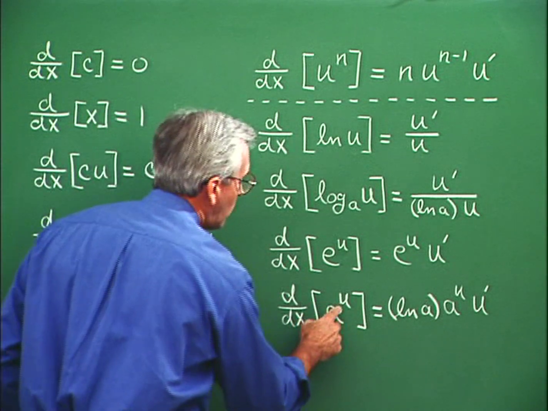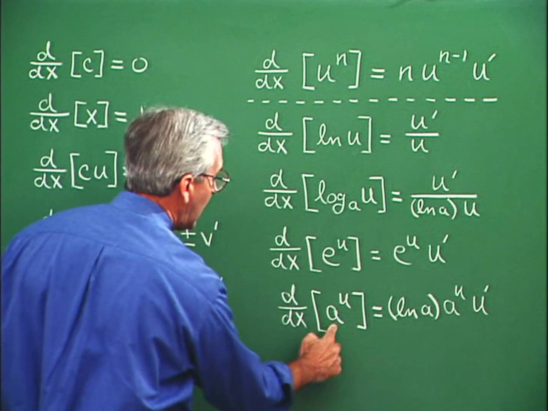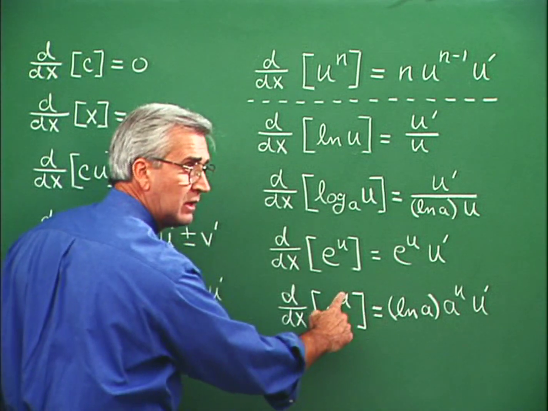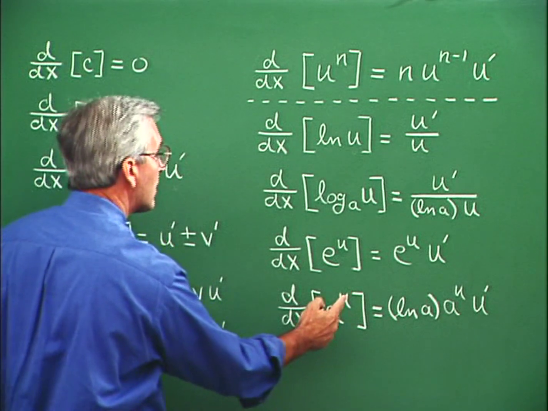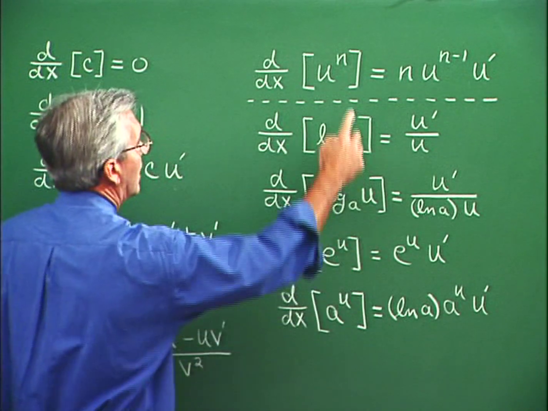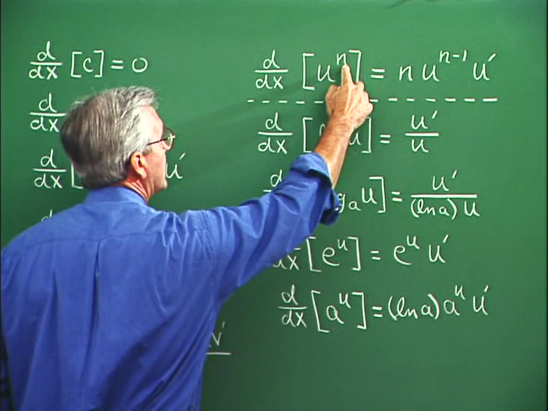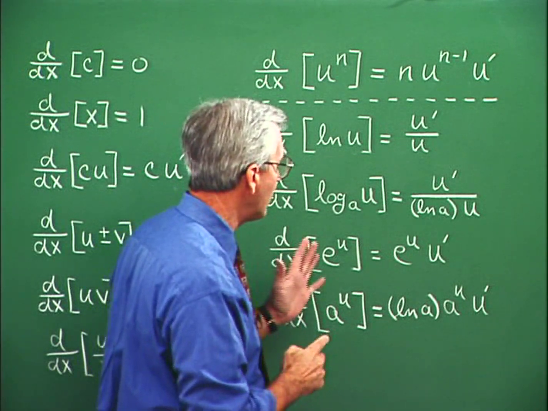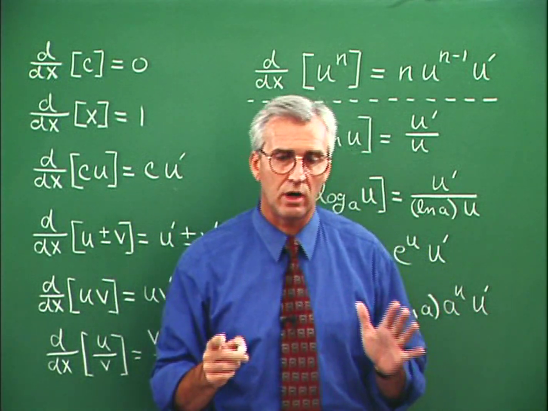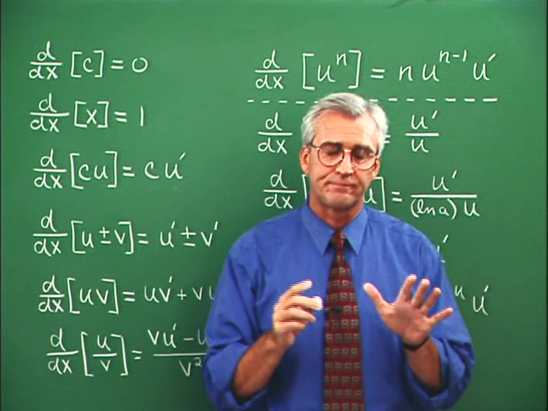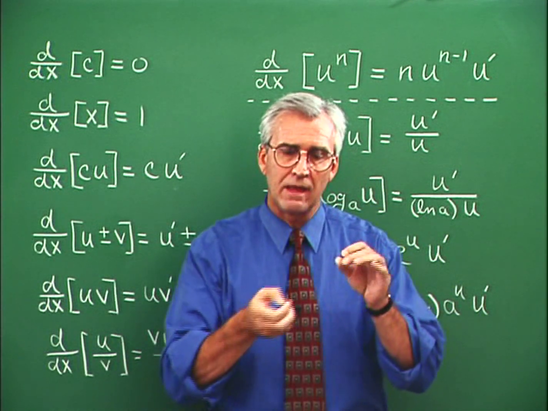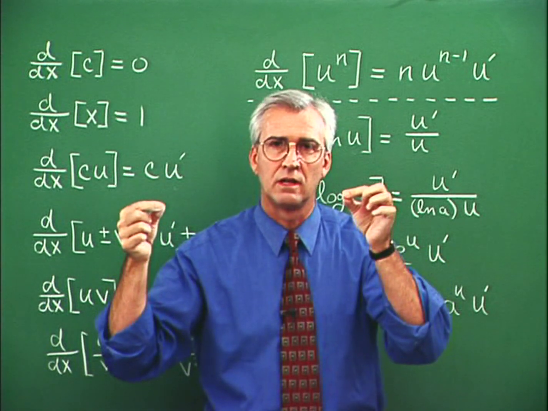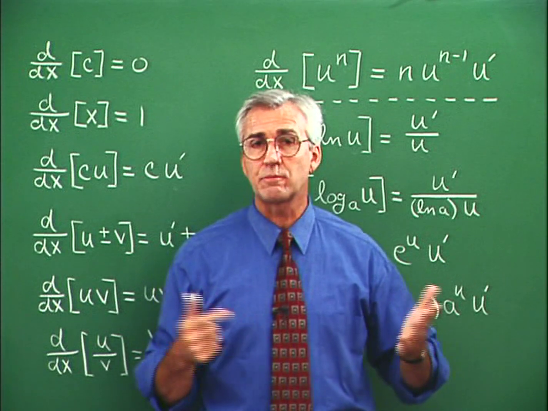Well, here's the one where we have a constant base and a variable in the exponent. Whereas up here it was the other way around. It was the variable in the base and a constant exponent. Now in all of these rules, we don't have a rule for the derivative of a variable base raised to a variable exponent.